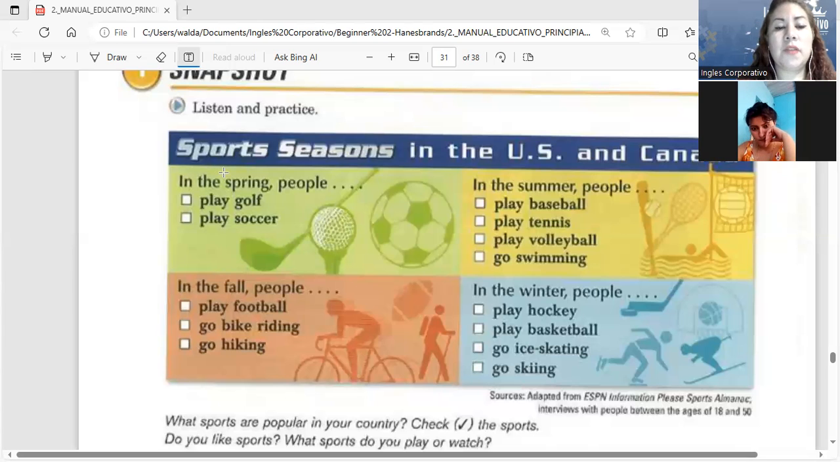Okay, so let's talk first of all about the seasons. The first season we have is spring. Do you know what is spring? Spring is the time of the year when all the flowers start to bloom, when it rains a lot and the trees get green and they have flowers, they blossom. The weather becomes a bit warm. That is spring. Do we understand?